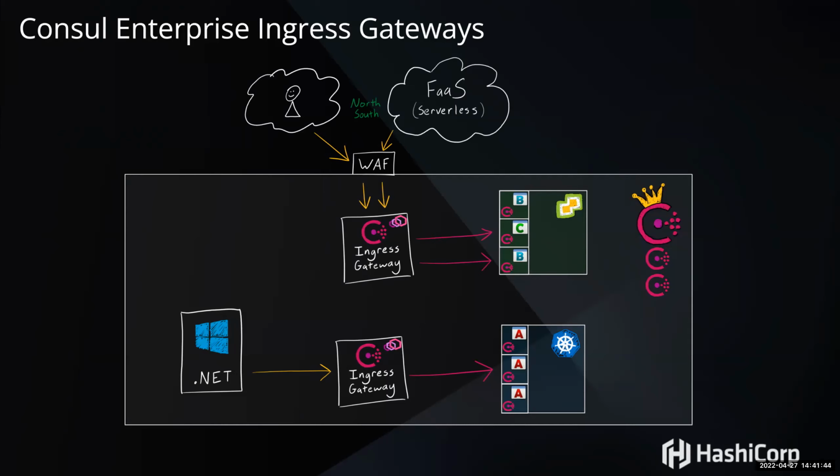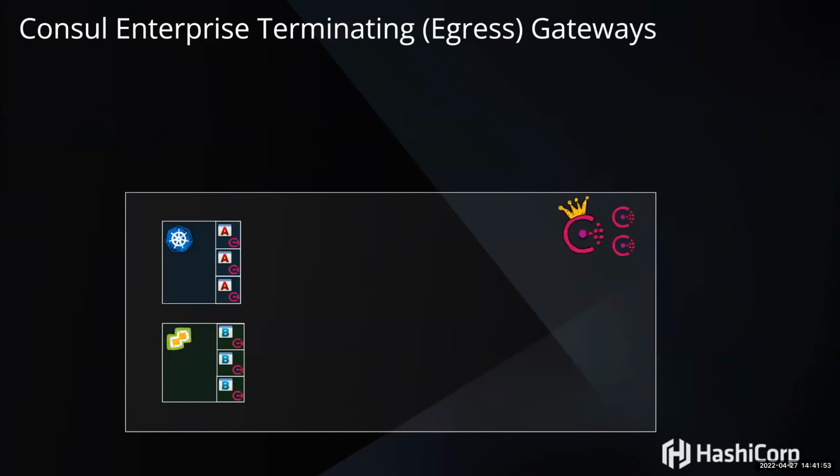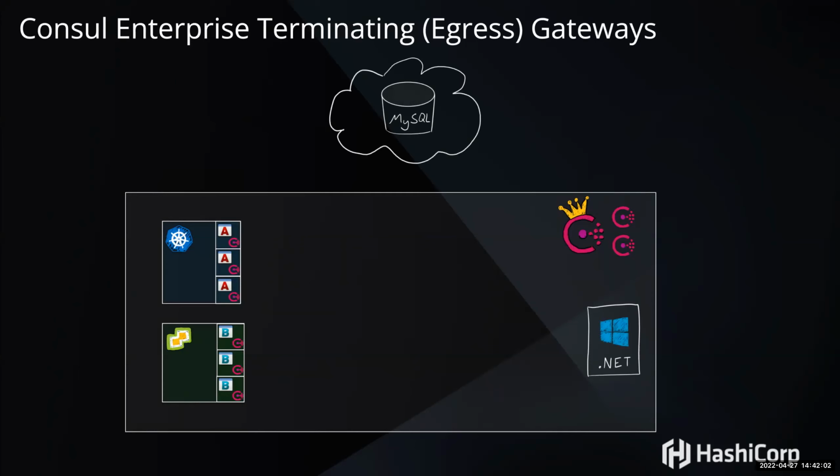So ingress gateways basically allow you to bring traffic in to the service mesh that are not mesh capable or not mesh ready. The reverse mechanism is also true. So let's say you want to access something that is not inside Consul's control plane, an external service or a hosted database, for example. How would you reach out to the database that is running on a public cloud? Here we can use what's called a terminating gateway.